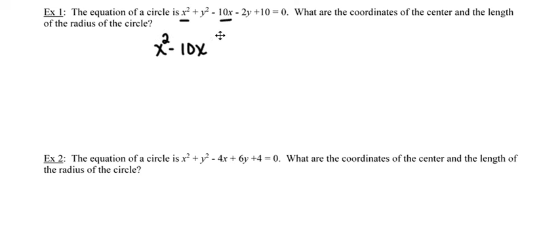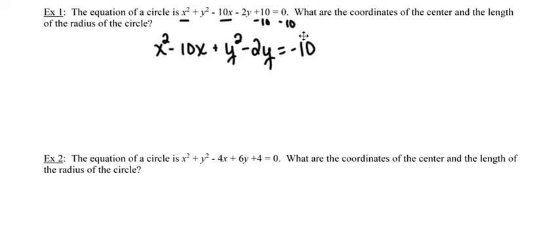And the next terms I'm going to write are my y terms. And then anybody that doesn't have an x or a y attached to it, I'm going to use addition and subtraction to move to the other side. So I'm going to undo this add 10 by subtracting 10 from both sides, making the term on the right side of my equation a negative 10.